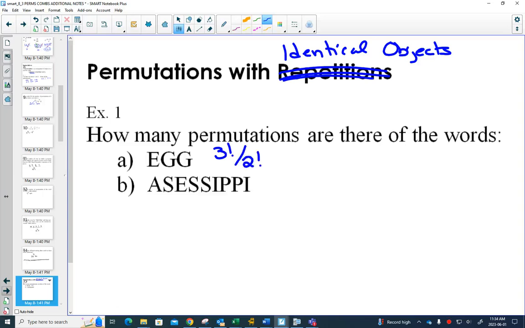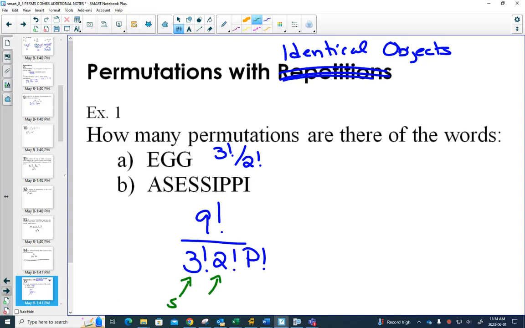So if you have something that repeats itself and you want to count the permutations, then you divide by the repetition. So for us to sit here, 1, 2, 3, 4, 5, 6, 7, 8, 9. Normally 9 letters would be 9 factorial, but we have 3 S's, 3 factorial, 2 I's, and 2 P's. If you ever wanted to show your work, this is all I would expect.